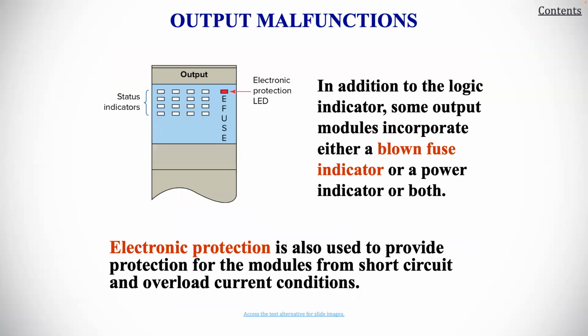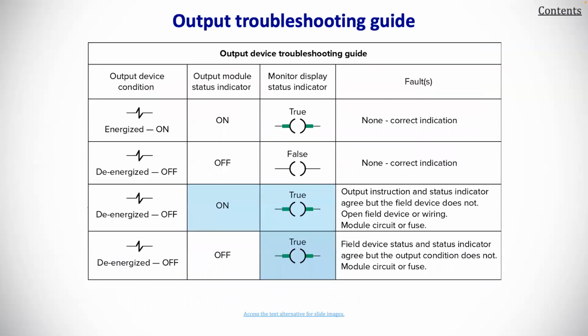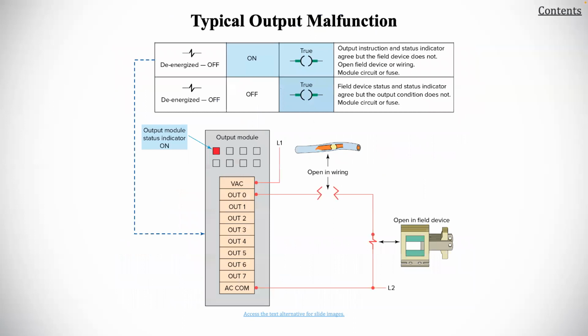In addition to the logic indicators, some output modules incorporate either a blown fuse indicator or a power indicator or both. Electronic protection is also used to provide protection for the modules from short circuit and overload current conditions. Here, again, I'm not going to go through this chart, but this is another area of output troubleshooting that can be helpful. Here is a typical output malfunction. Once again, I'm not going to go through this. This is in a textbook where you can pause and work your way through this.